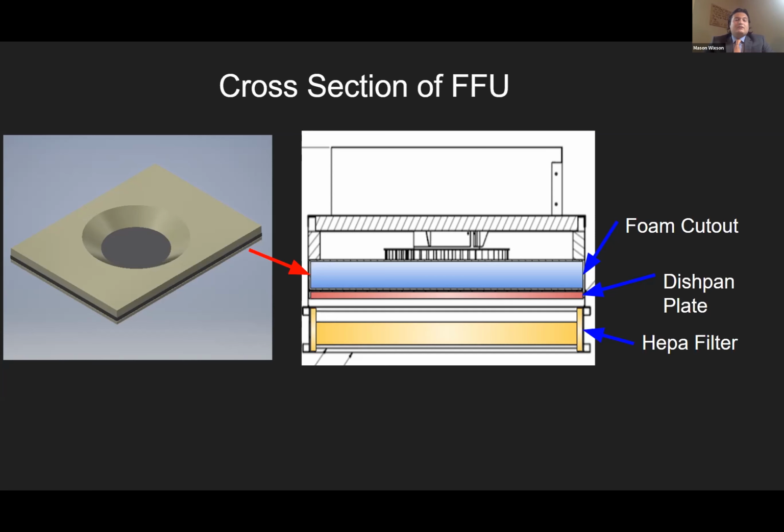On the left, you can see the isometric view of the dish pan. This is the dish pan in its full assembly. As stated, the radial motor is going to sit flush to the sheet metal and expel the air radially into this conic cutout, which is going to distribute it evenly within the fan filter unit. Once it's pressed over the top of the dish pan and forced through the bottom of the unit, it's going to hit the HEPA filter, which is the last means of filtration before it reaches the room.